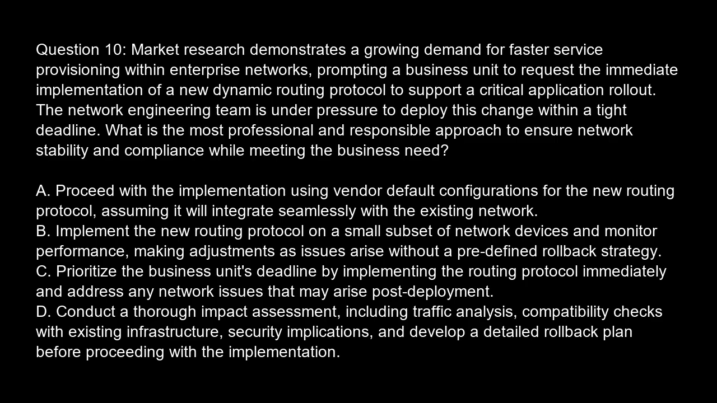Option A. Proceed with the implementation using vendor default configurations for the new routing protocol, assuming it will integrate seamlessly with the existing network. Option B. Implement the new routing protocol on a small subset of network devices and monitor performance, making adjustments as issues arise without a predefined rollback strategy. Option C. Prioritize the business unit's deadline by implementing the routing protocol immediately and address any network issues that may arise post-deployment. Option D. Conduct a thorough impact assessment, including traffic analysis, compatibility checks with existing infrastructure, security implications, and develop a detailed rollback plan before proceeding with the implementation.